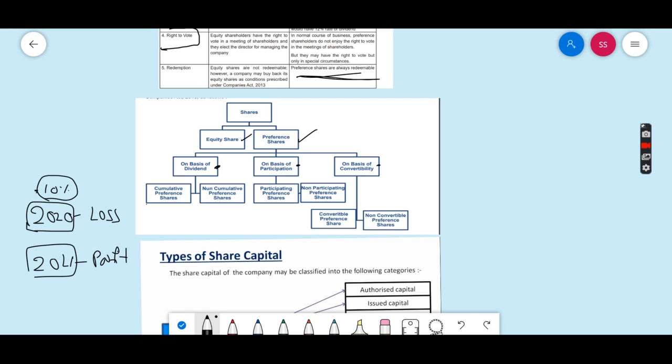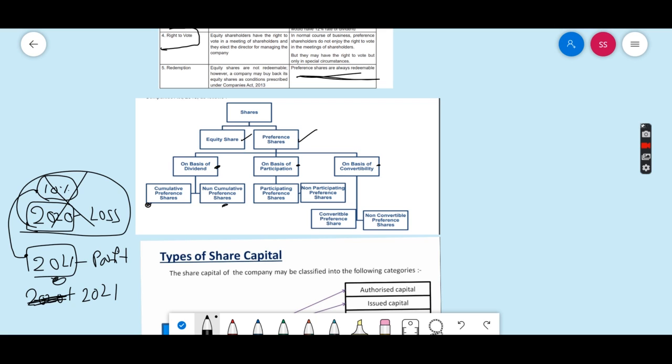Then if they are cumulative preference shares, their dividend will be accumulated to the next year, right? So in this year you need to pay 2020 dividend as well as 2021 dividend, if it is a cumulative preference share. That means in any year if you miss paying the dividend, that dividend will be cumulated to the next year. In the next year you have to pay that. But whereas non-cumulative, it is just opposite. If you didn't pay this year, then that year's dividend is gone. In the next year you have to pay only the next year's dividend, right?